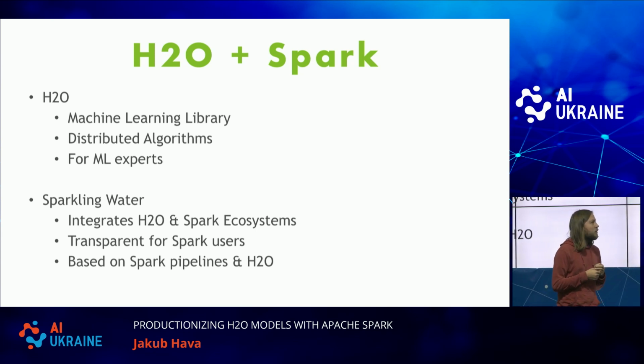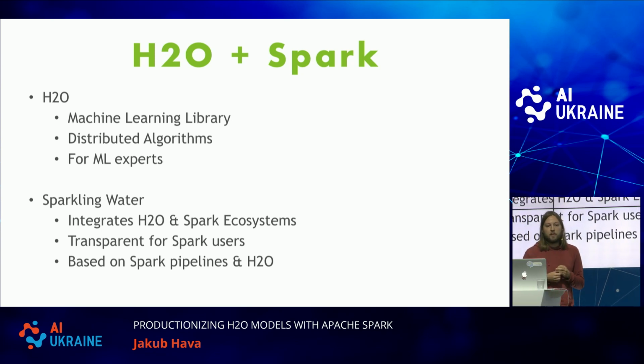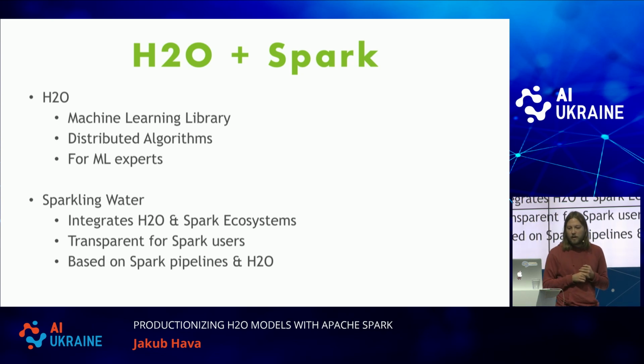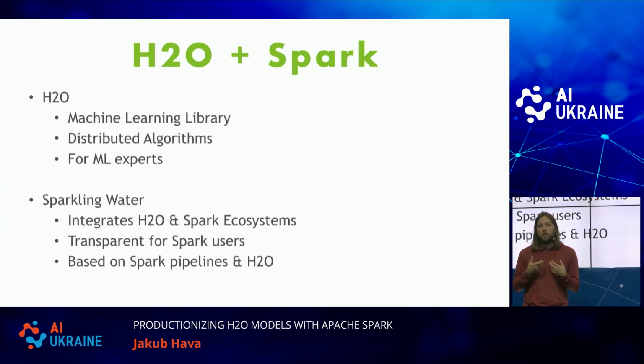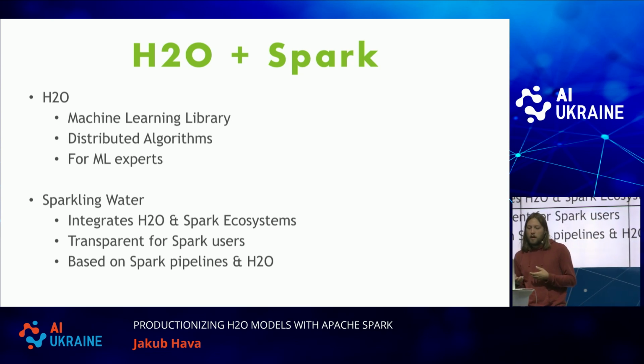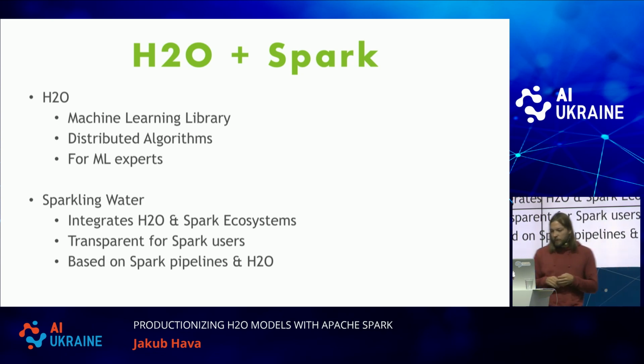And it's mostly written for machine learning experts. You need to really configure your parameters. There is lots of configuration you need to take into consideration. And Sparkling Water takes the best out of Spark and H2O, and it exposes the nice Spark API to Spark people, whilst we can still run H2O algorithms underneath of that.